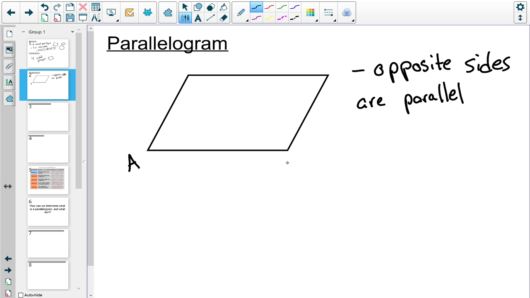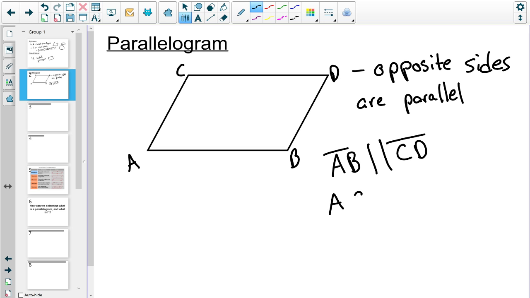So if we named this ABCD like that, then we could say AB is parallel to CD, and AC is parallel to BD. But there's more to it than simply that.